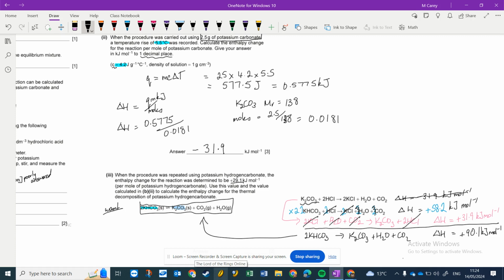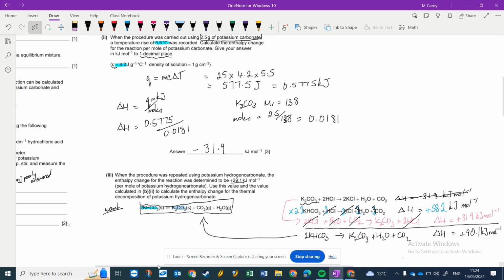So you can reverse reactions and you have to change the sign of the delta H, or if you double anything, then you'll have to double the delta H as well. And then when you add equations together, you can cancel out things that are on opposite sides of the arrow, right? And that'll give you your overall equation.